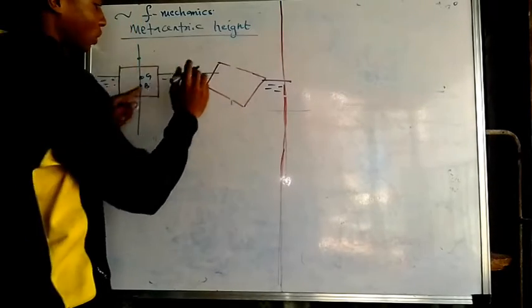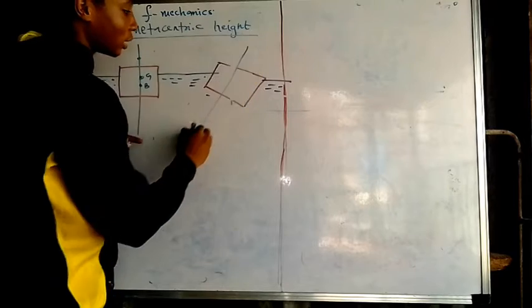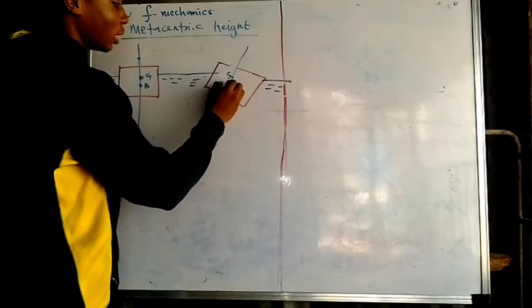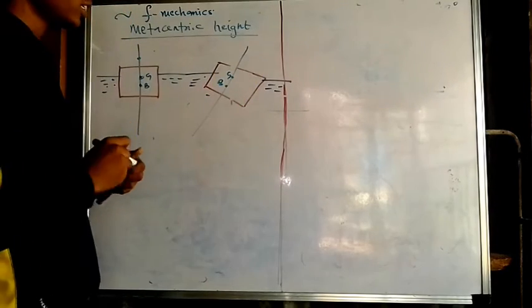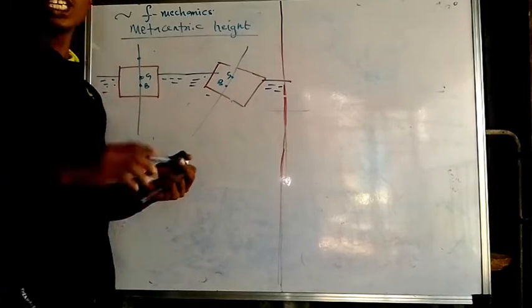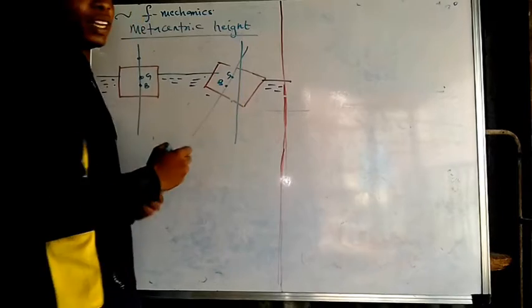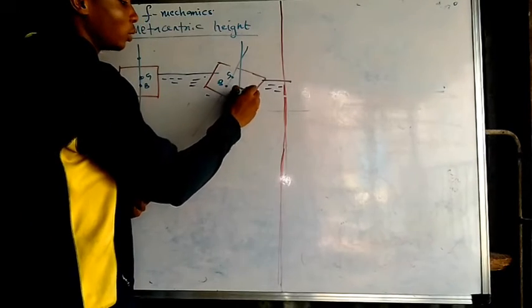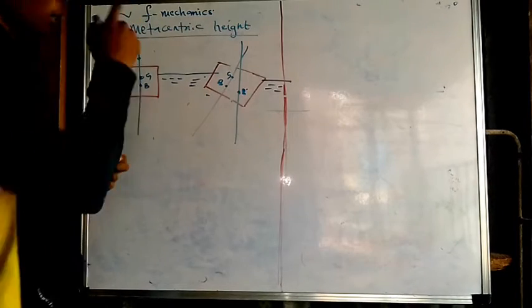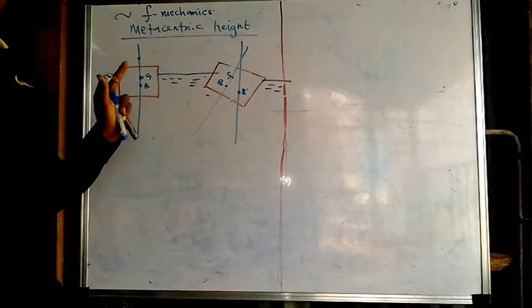When the body is given a slight displacement, this line tilts at a certain angle. So you have your center of gravity here, and you have your center of buoyancy. Now, there's a new center of buoyancy that will be formed, which will be represented on a vertical line, let's call it B prime. So now the new center is formed.